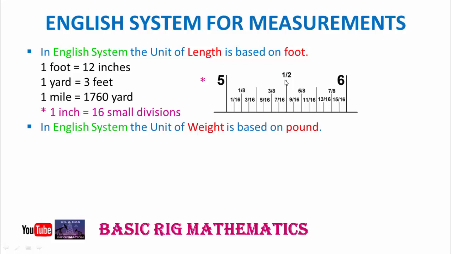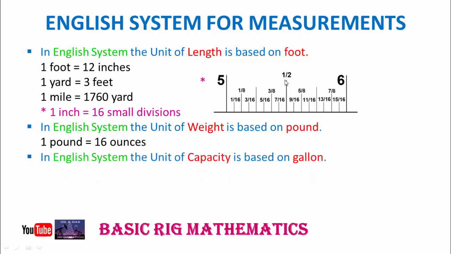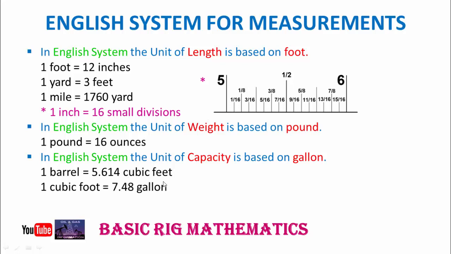The second one is the unit of weight is based on the pound. 1 pound is equal to 16 ounces. In English system, the unit of capacity is based on the gallon. You see 1 barrel is equal to 5.614 cubic feet, while 1 cubic feet is equal to 7.48 gallon, and the 1 barrel is equal to 42 gallon.